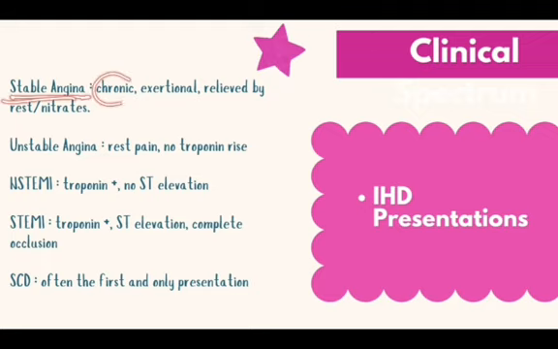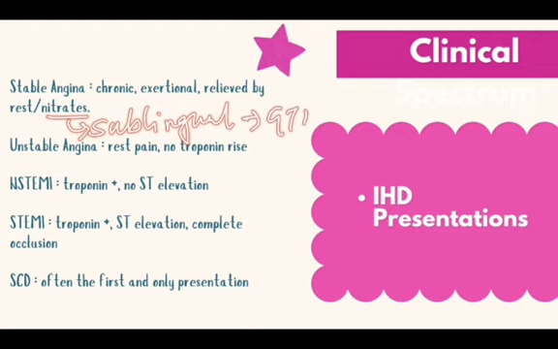Next is unstable angina. The plaque has become unstable or partially ruptured. There is pain at rest, and there is no troponin rise, no myocardial cell death yet. Next is NSTEMI, where the troponin is up. Cells are dying, but there is no ST elevation. So it is typically partial occlusion.